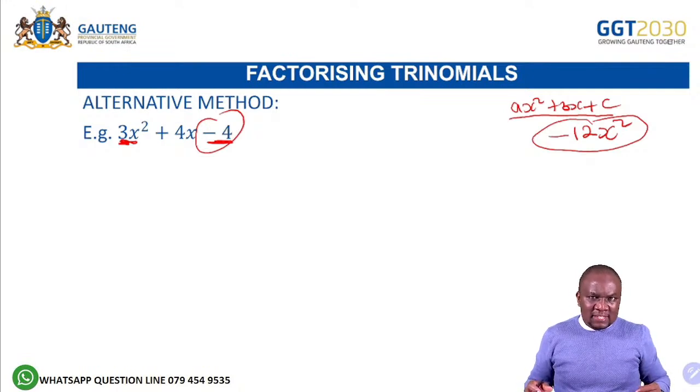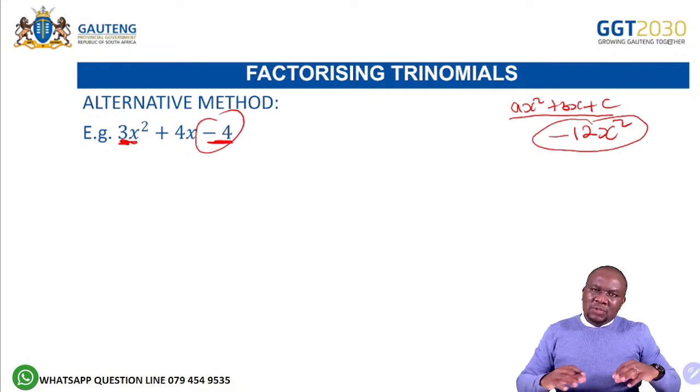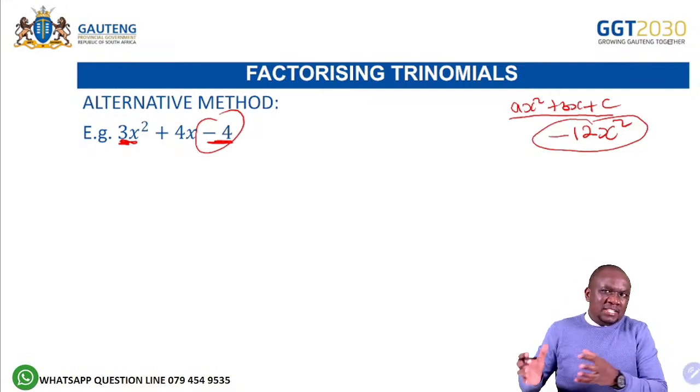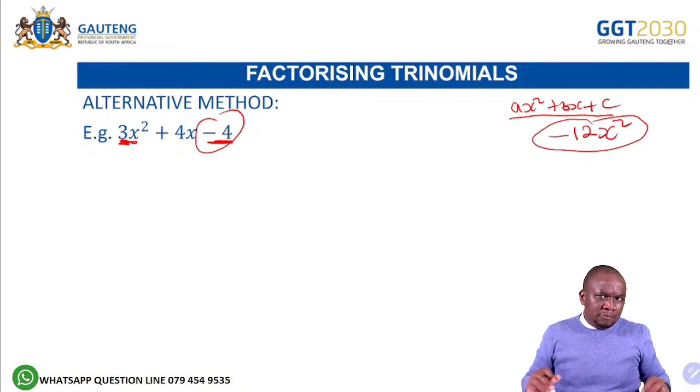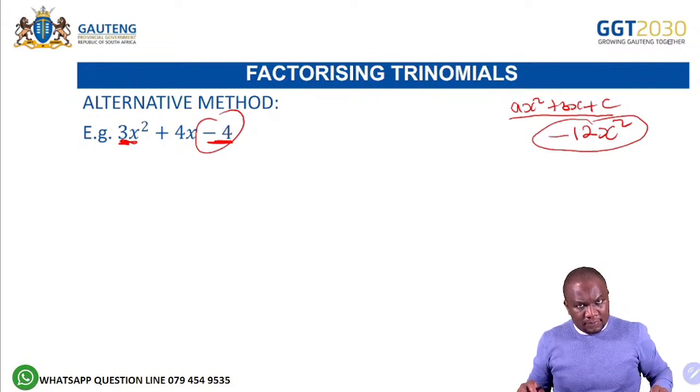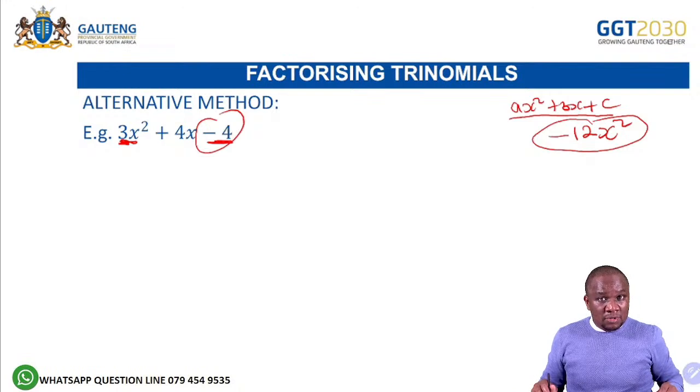Let me emphasize this. If the coefficient of x squared is not 1, you cannot just have your two brackets like that and just put your factors. No, you can't. You have to do one of these methods, the first one that I showed you or this one. If the coefficient of x squared is not 1, please take note.